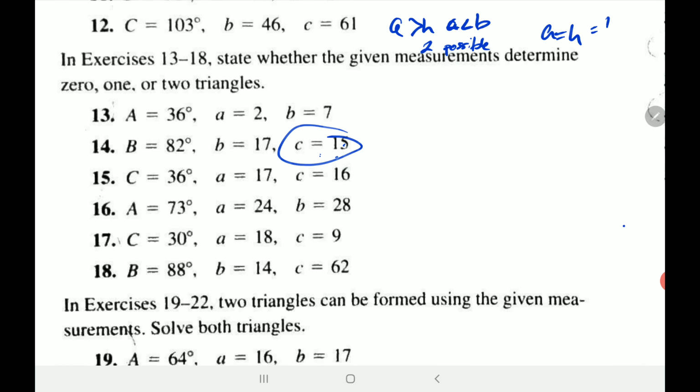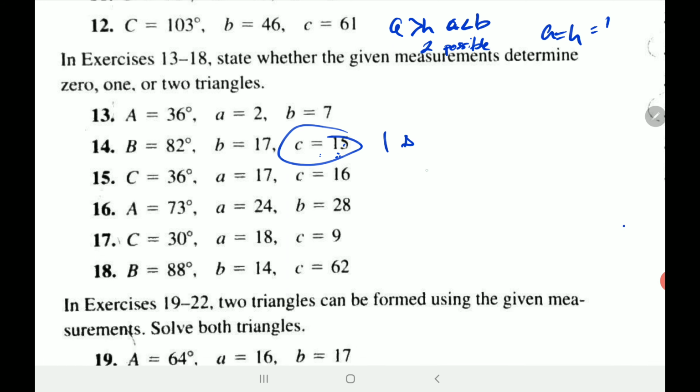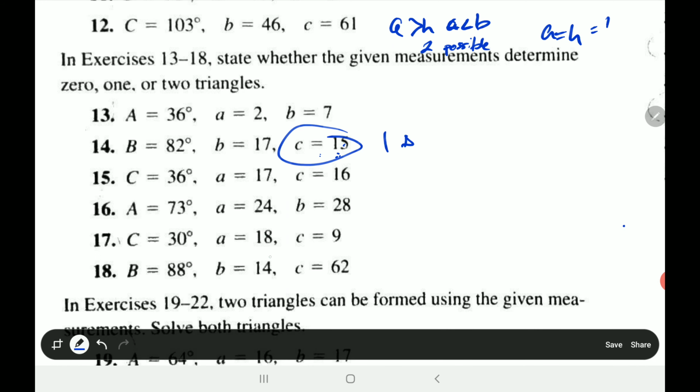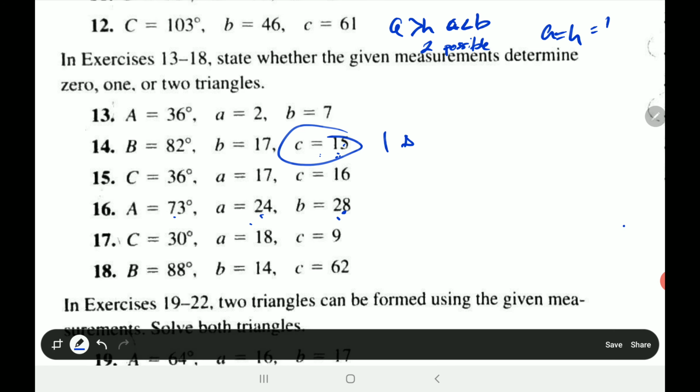That is going to be bigger than the height. So if it's bigger than the C, then it's already bigger than the height. So 1 triangle. All right. Here we have A and B, and again it's less than B, so it's either no triangles or 2 possible triangles. So all we have to do is find the height here.